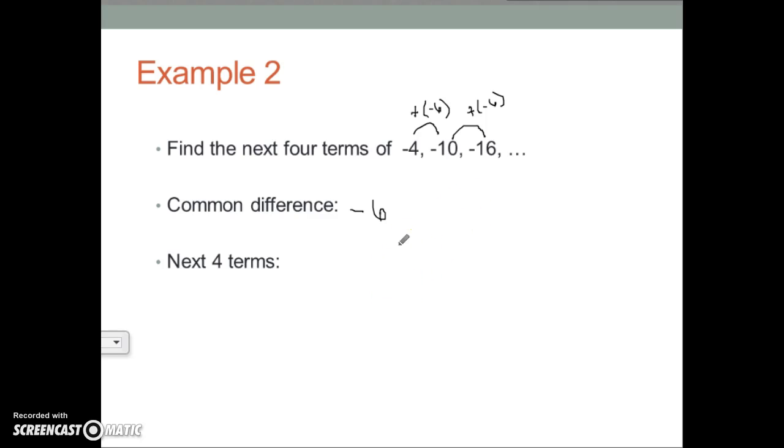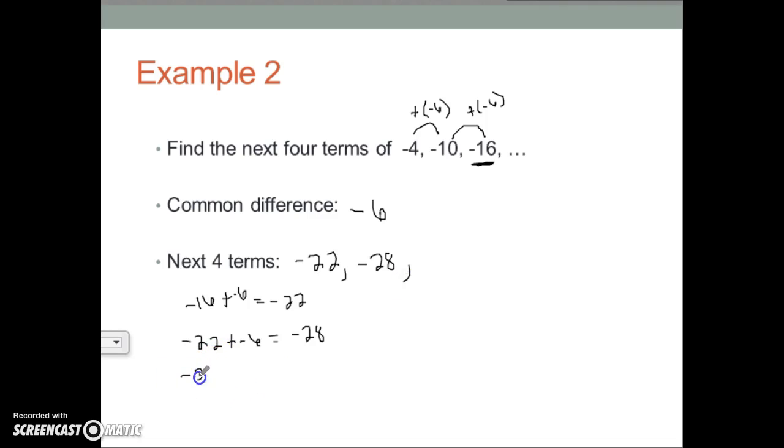To get to the next 4 terms, again, start with the last one that you know, negative 16. Negative 16 plus, sorry, made a mistake here. Negative 16 plus a negative 6, you end up with a negative 22. So our next term is negative 22. And then negative 22 plus a negative 6, you get negative 28.